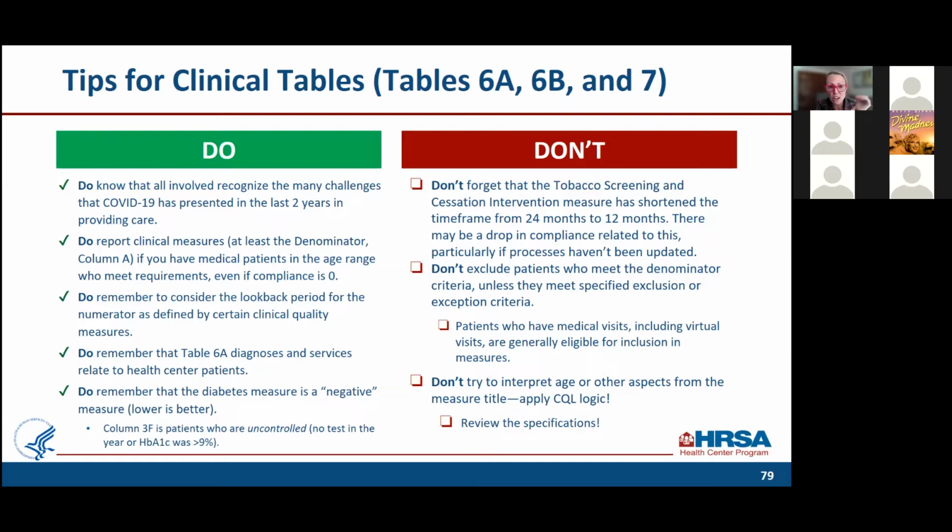Be sure you're reporting all measures for which you have eligible patients, even if none of your patients meet the measure requirements. This means that the denominator needs to be identified for all relevant measures. Be sure to review the requirements, including the look back periods, the exclusions, exceptions, and for those two tables, table 6B and 7. Do be sure that reporting for table 6A is limited to health center patients.